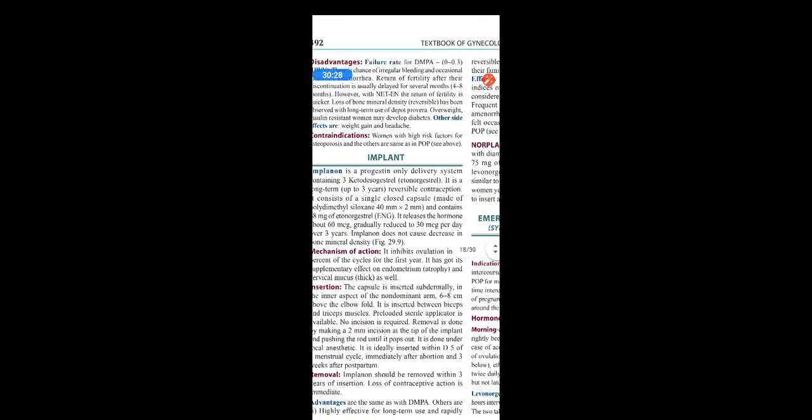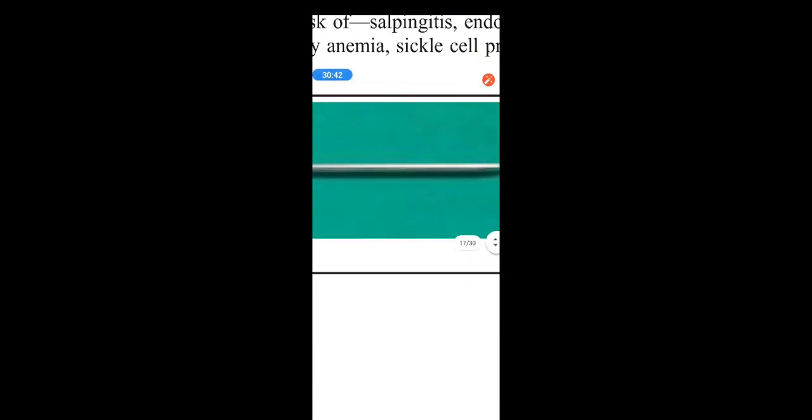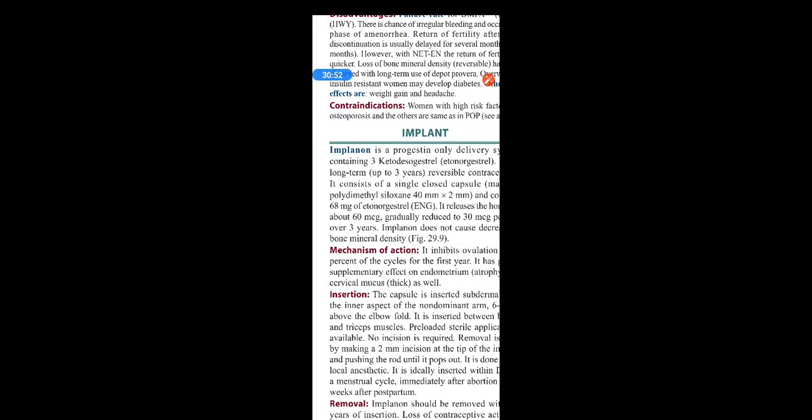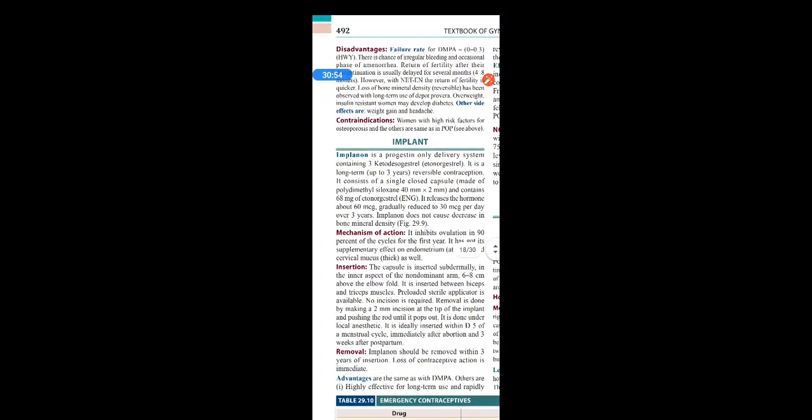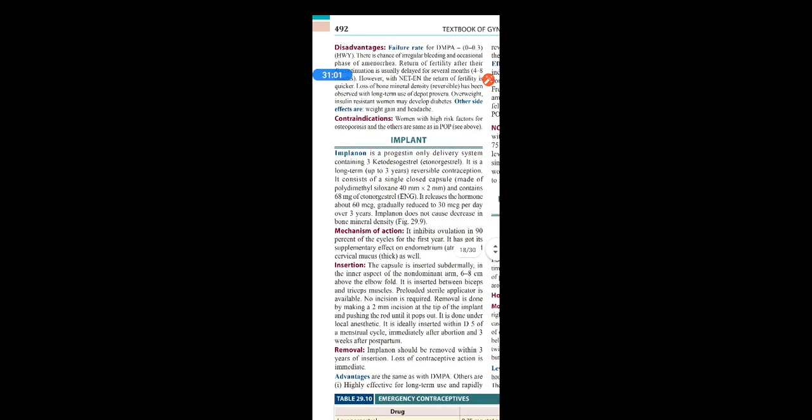So the next method is the implant. It is Implanon. Here you can see the implant rod, a single implant rod, Implanon. In this diagram you can see the Implanon. This is an implant. So Implanon is a progestin-only delivery system containing 3-ketodesogestrel. It is a long-term, up to 3 years, reversible contraception.